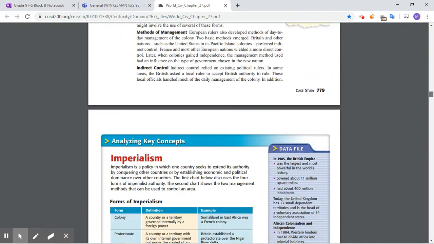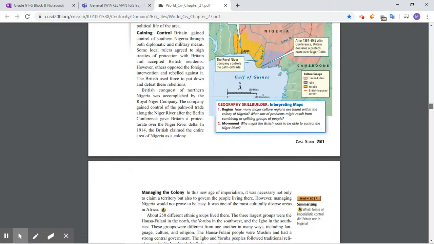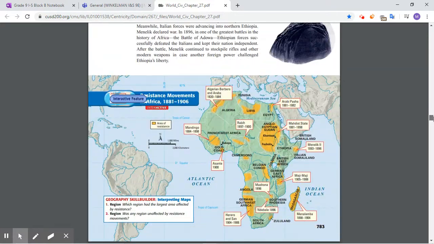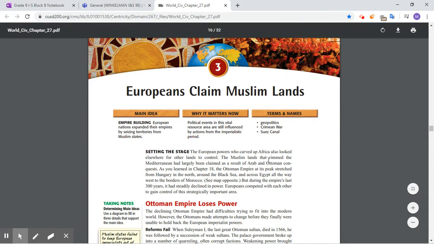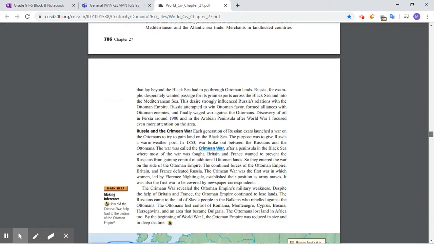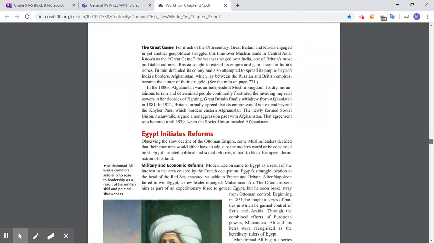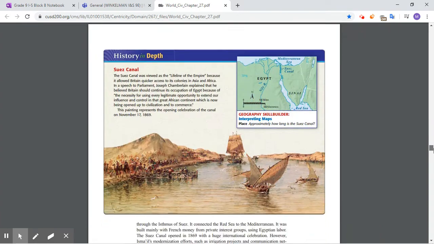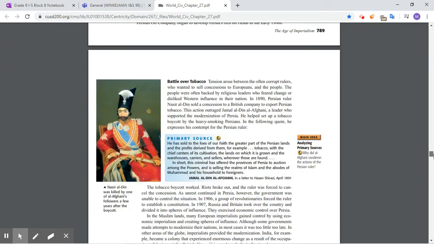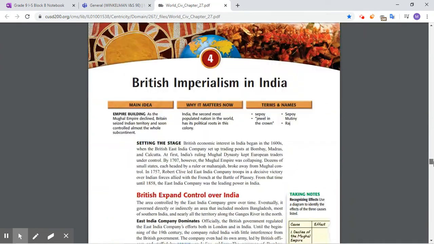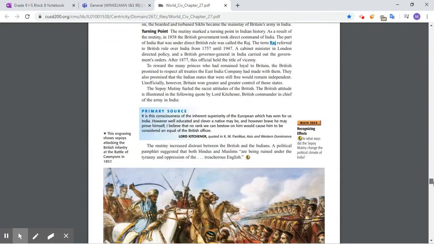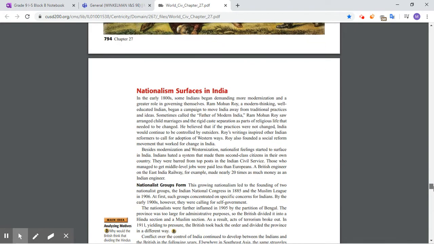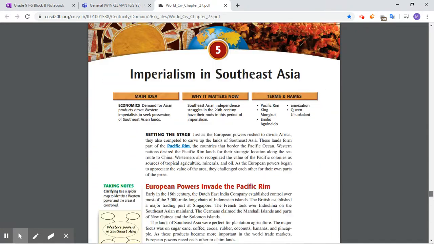Here's one about Nigeria, different ways they were controlled. So this is all about Africa. Now we have Muslim lands. So we have the Ottoman Empire. We have Egypt, Persia. We have India. So you can go through, choose a country and read a little bit about what's going on there, so you can get ideas of the background and what your role could be.